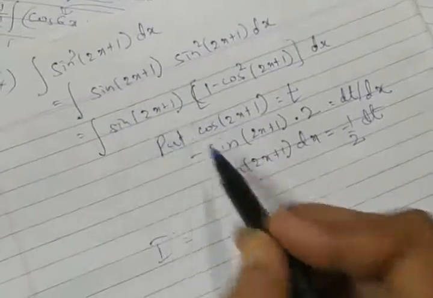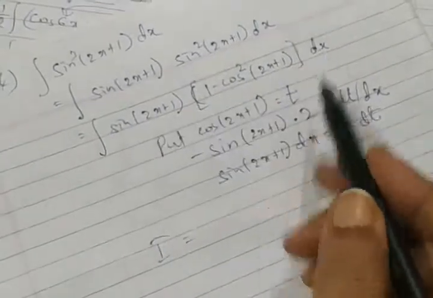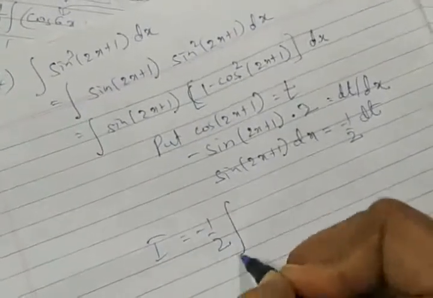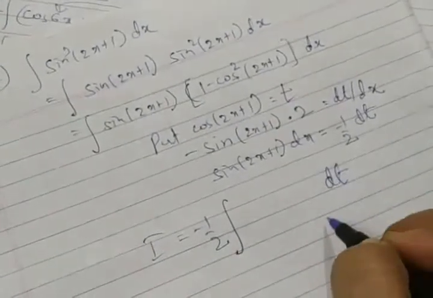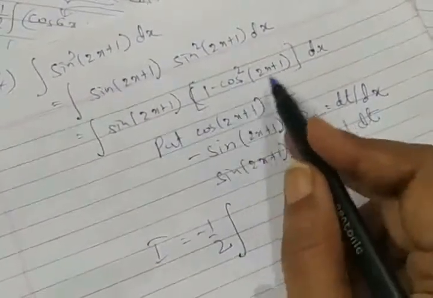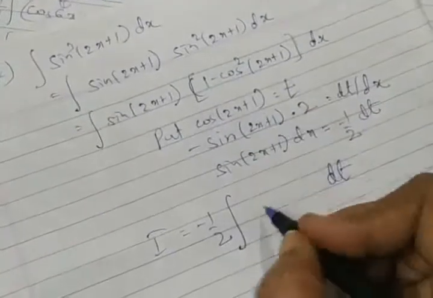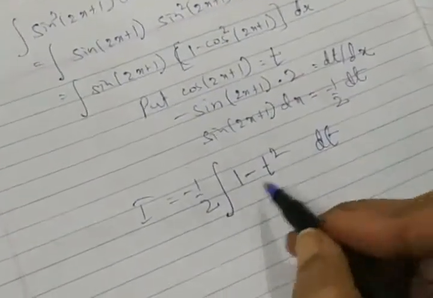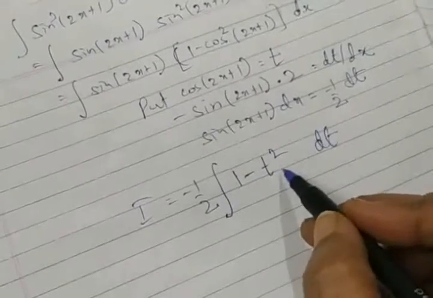So we have sine of 2x plus 1 with respect to x is nothing but, I should say, minus 1 by 2 integration with respect to dt. What about this? Here we find 1 minus cos 2x plus 1 whole square. So I should take it as 1 minus t square. So we are actually left out with integration of 1 minus t square with respect to t.